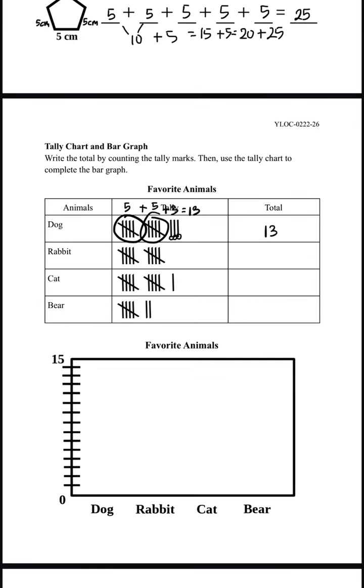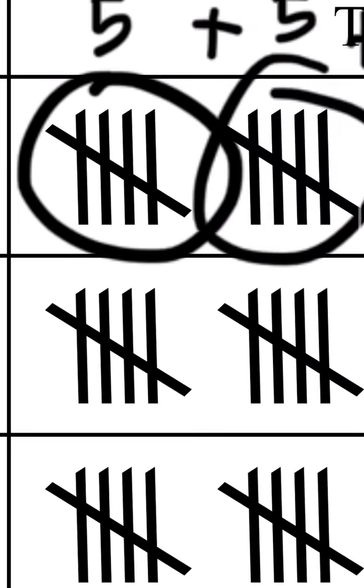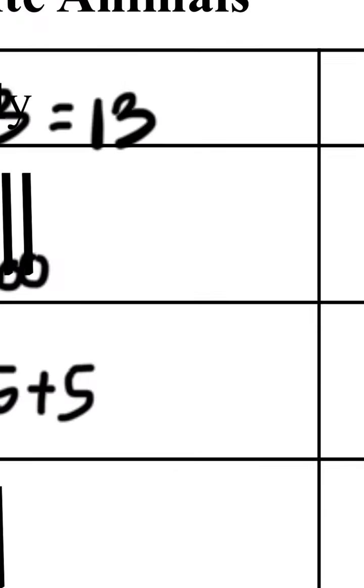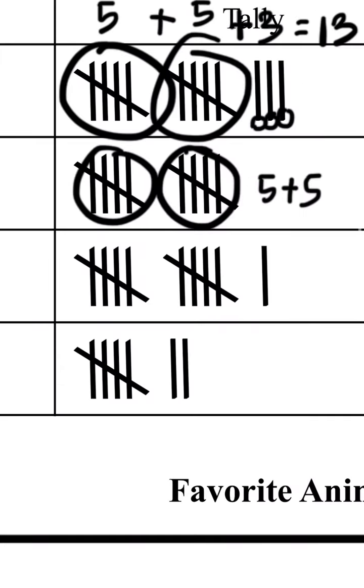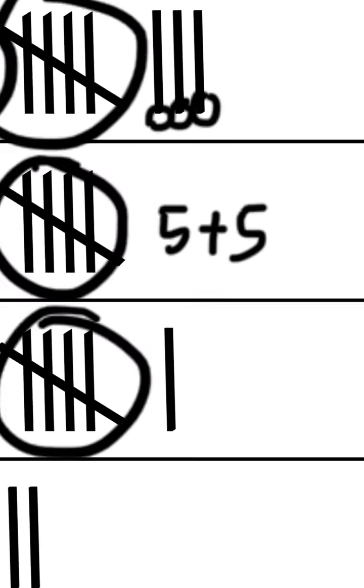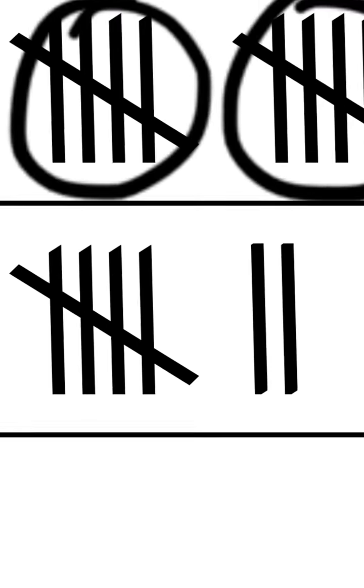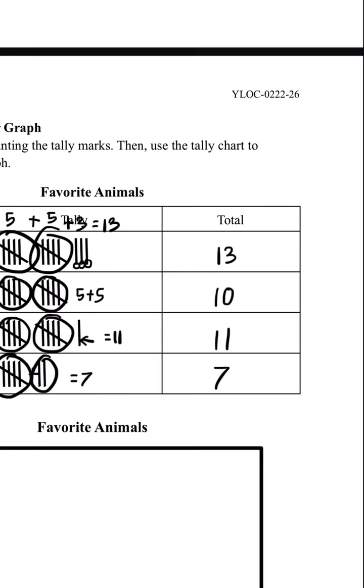Let's look at the total of rabbit. So there are 2 of these, which are 5s. So it is 5 plus 5, and 5 plus 5 is 10. So there are 10 total of rabbits. Let's look at the cats. Again, it has 2 5s, which is 10, and then we need to add 1 more, which becomes 11. And lastly, bear has 5 plus 2, which is 7. So there are 7 in total.